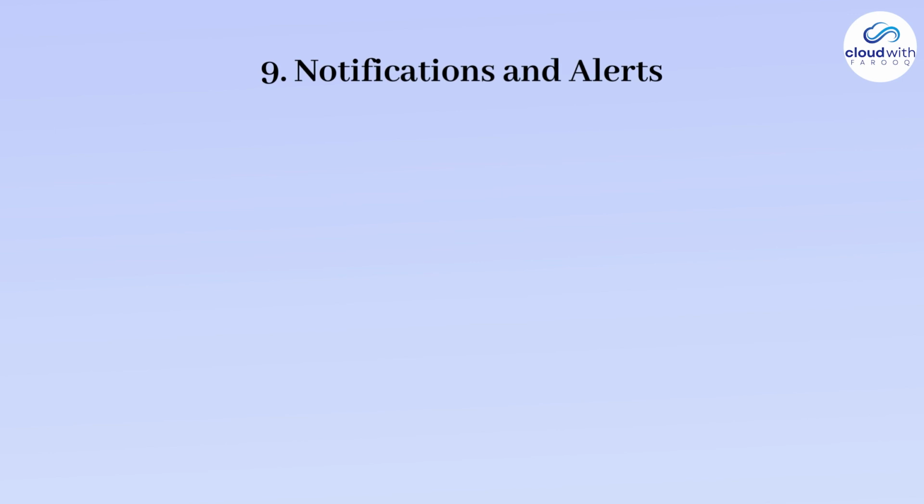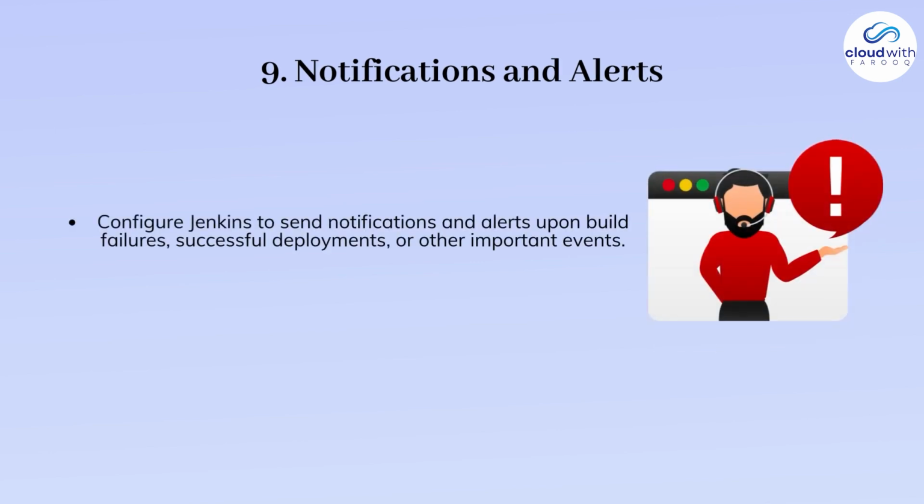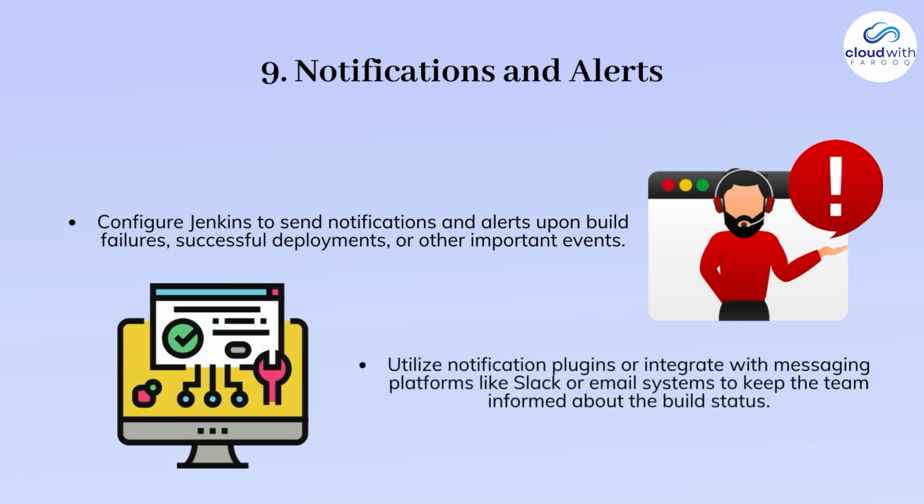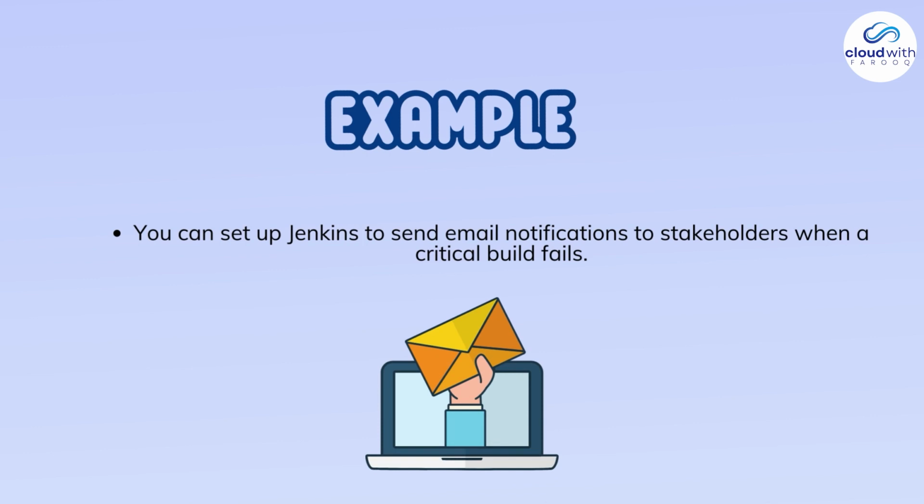Number 9. Notifications and alerts. Configure Jenkins to send notifications and alerts upon build failures, successful deployments, or other important events. Utilize notification plugins or integrate with messaging platforms like Slack or email systems to keep the team informed about the build status. For instance, you can set up Jenkins to send email notifications to stakeholders when a critical build fails.